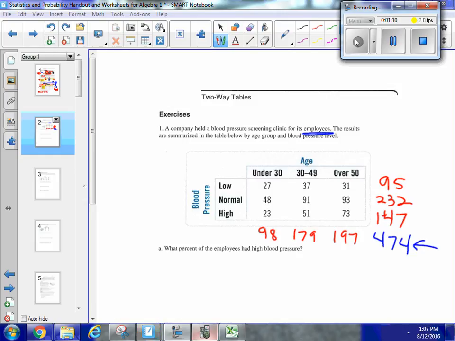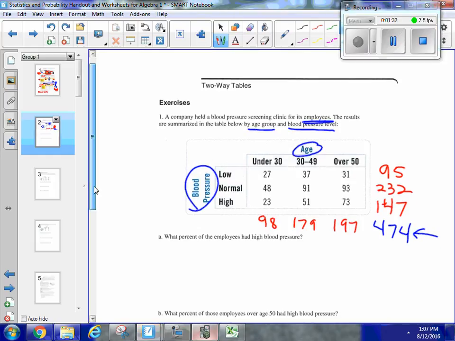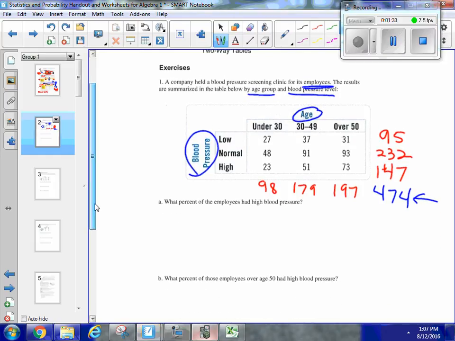The results are summarized in the table below by age group, that's one variable, and blood pressure level, that's another variable. So here are my age groups, under 30, 30 to 49, over 50, and here's my blood pressure, low, normal, or high. So it's a two-variable problem. So the first question is saying, what percent of the employees had high blood pressure?